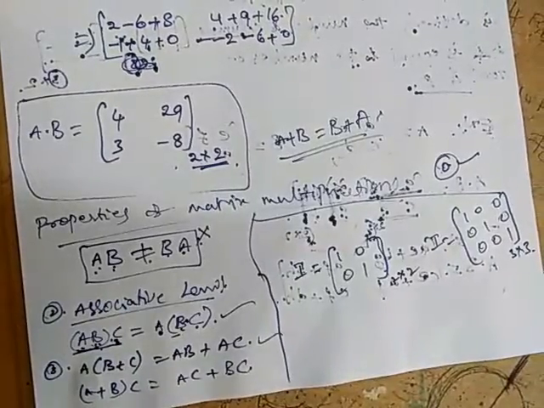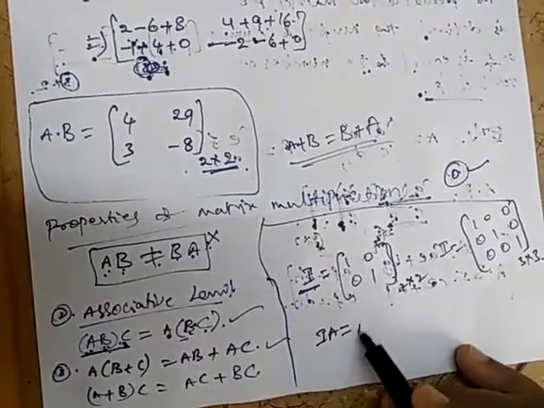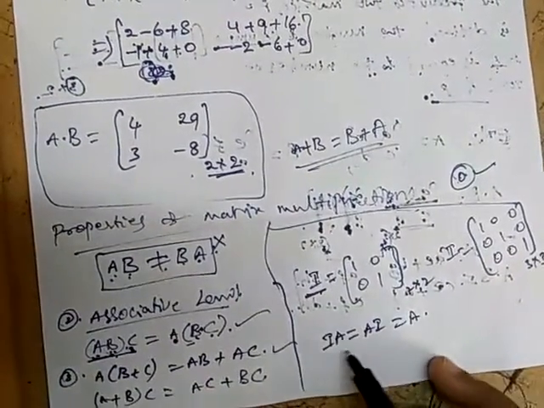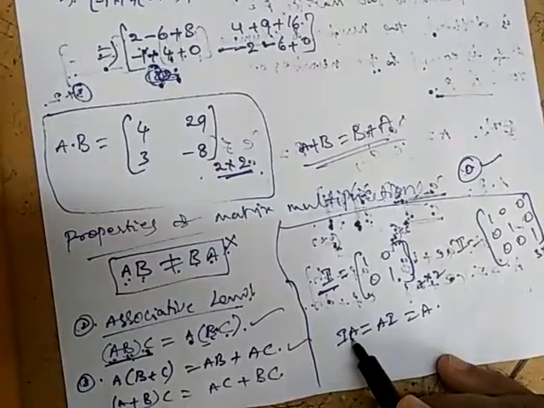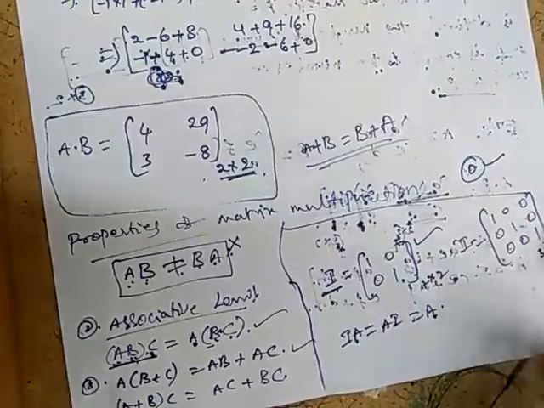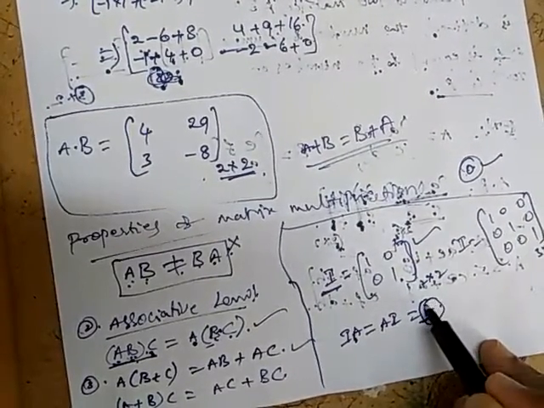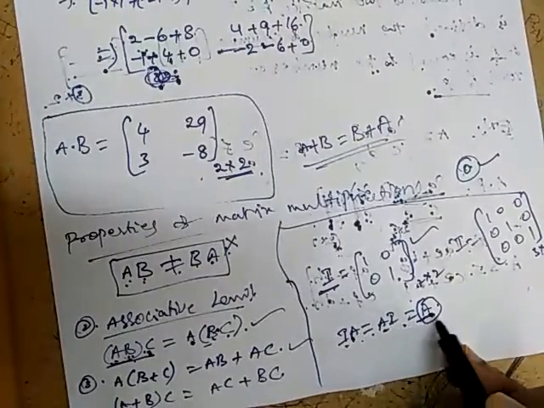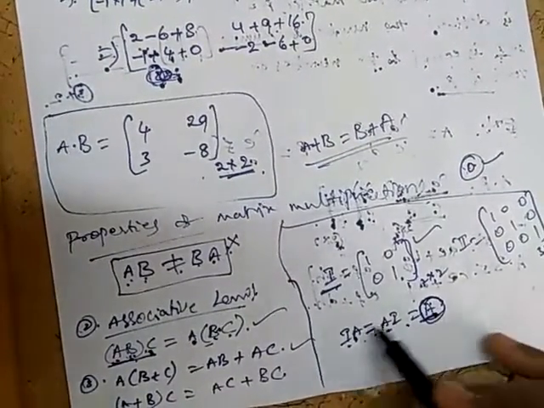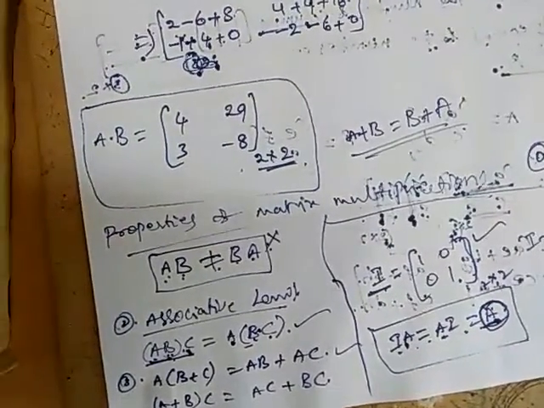So the matrix multiplicative identity is the identity matrix I. Therefore I into A equals A only. If you multiply this matrix with the A matrix, then you will get A only. If you take any identity matrix with any matrix, then you will finally get that matrix only. There is no change in this matrix. I into A equals A into I equals that matrix only. So this is the multiplicative identity.